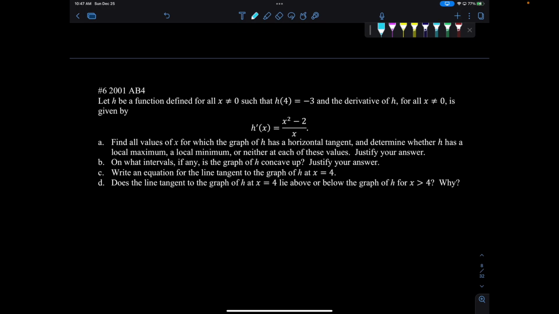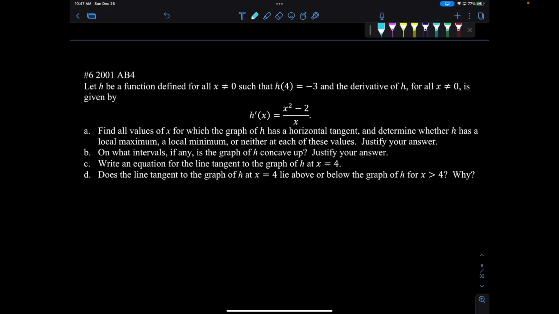All right, let's do number 6, which is 2001 AB4. h is a function defined for all x not 0. h of 4 is negative 3. This is h prime. Find all the values of x for which the graph of h has a horizontal tangent. So h prime equals 0. x is plus or minus root 2, right? Because just set this equal to 0, move the 2 over, square root it, plus or minus root 2.